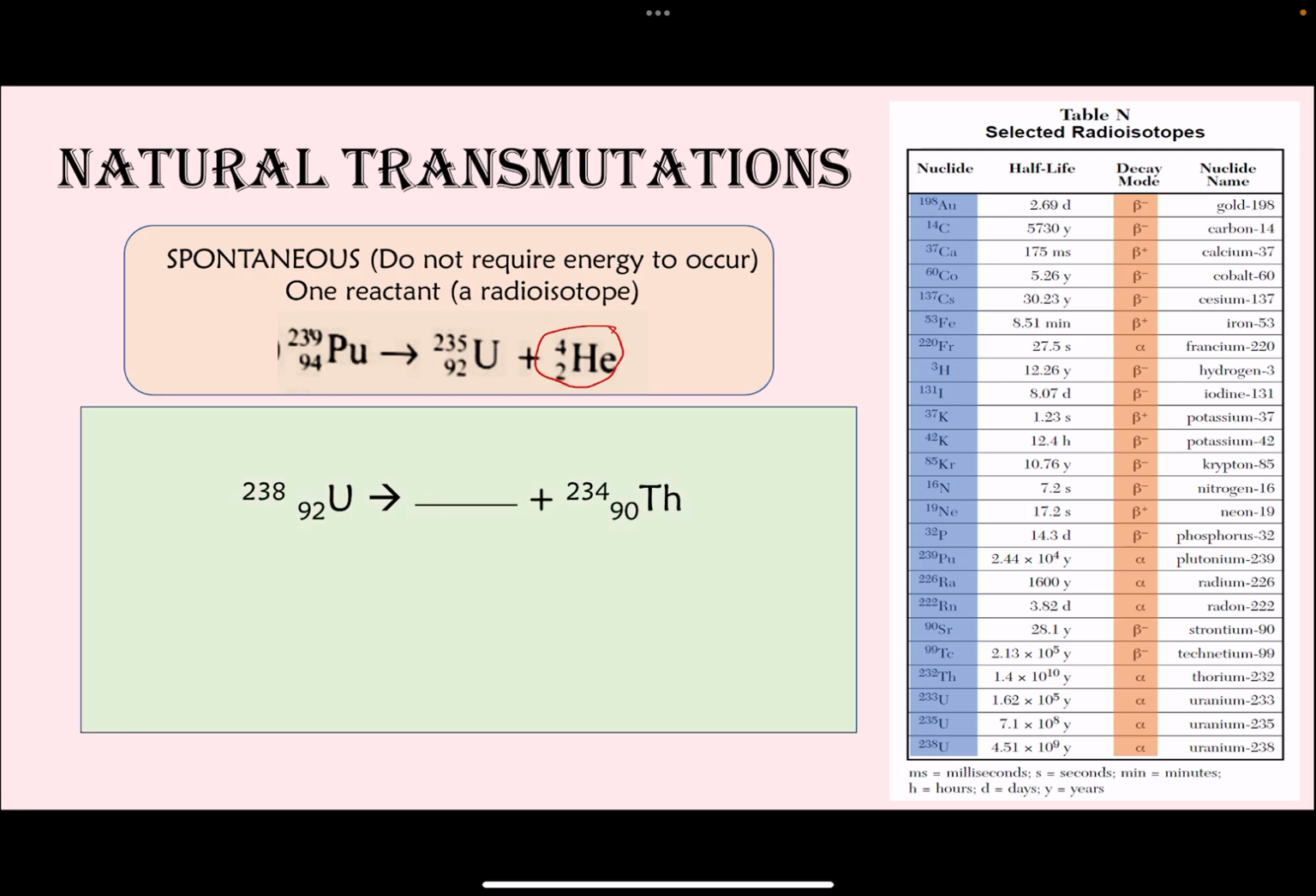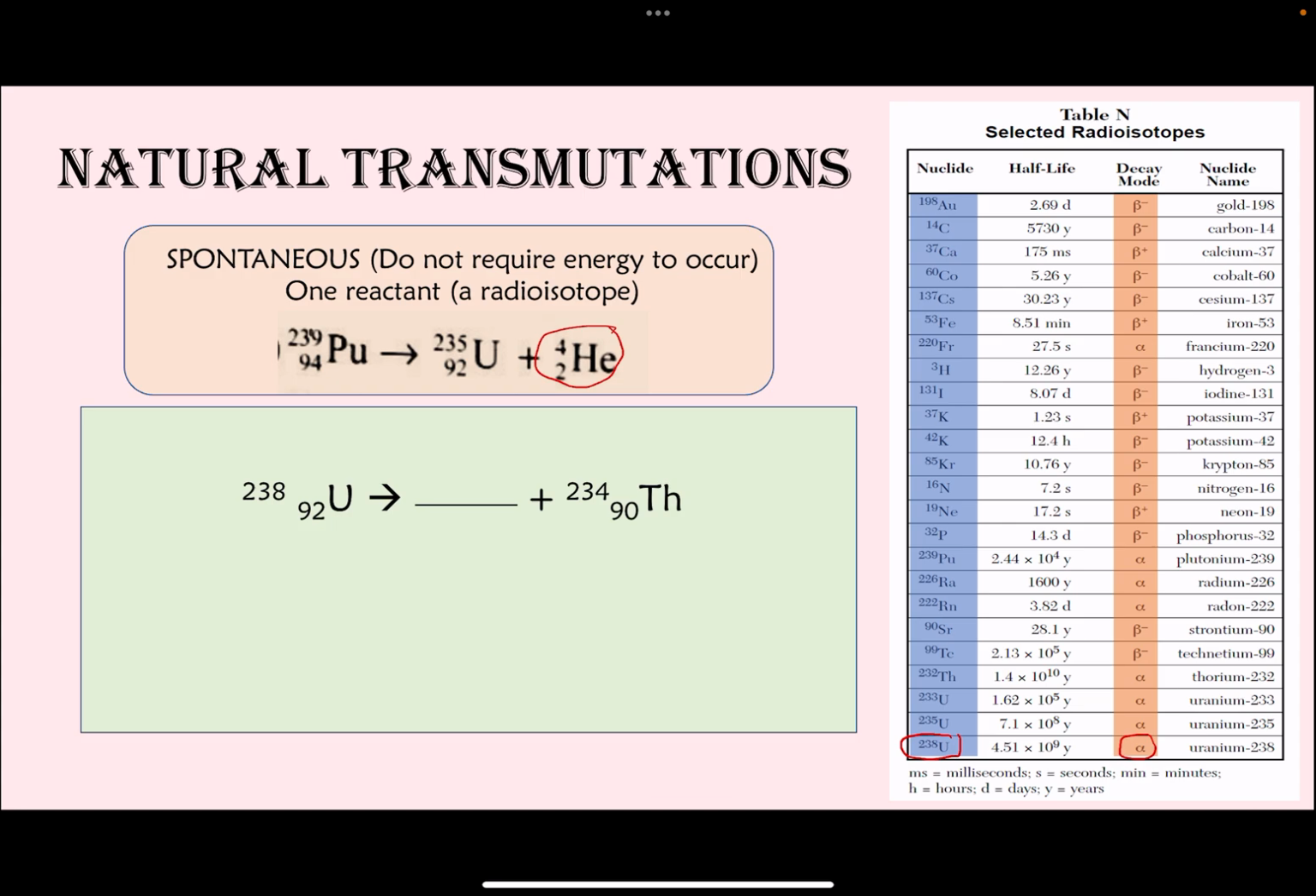Here's an example. Uranium-238 is converting into thorium-234. What is it emitting? If we want to figure out what uranium-238 is emitting, you can, of course, try to find uranium-238 in the table, which is right here, and you can see that the decay mode says it's an alpha decay. So that is one way to do this. Another way, which of course we want to practice, is to do the math.